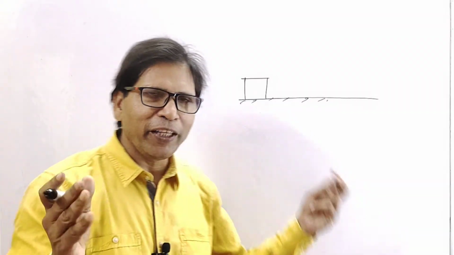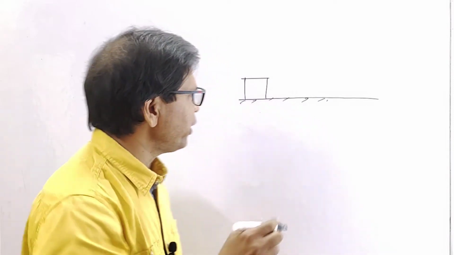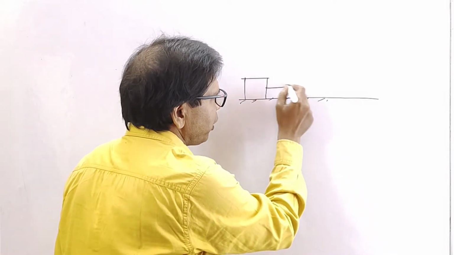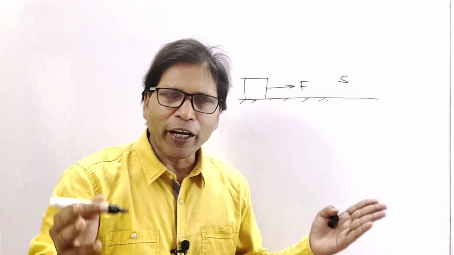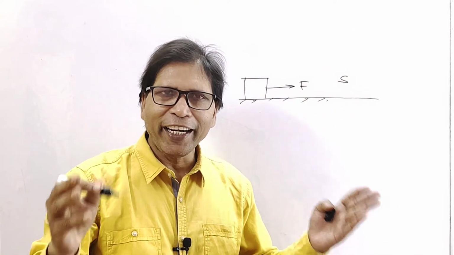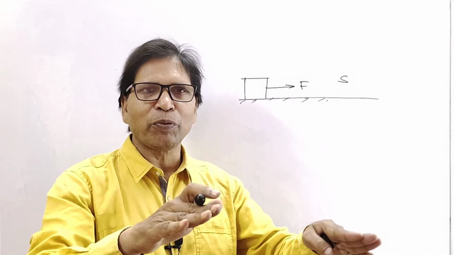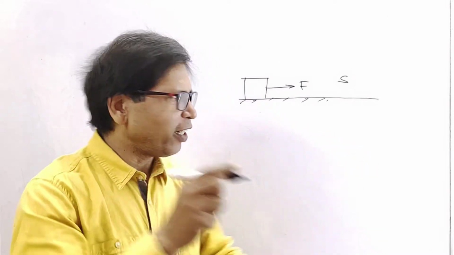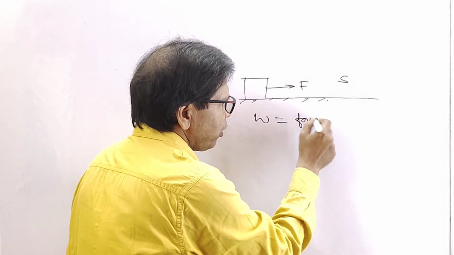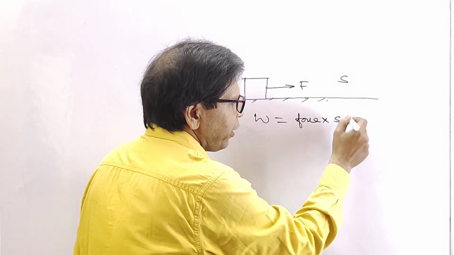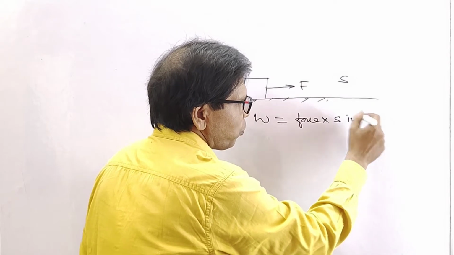Now first of all, definition of work. If a force acts on a body and produces displacement S, then the product of the force and displacement in the direction of force is called work done. So work done, W equal to force into S in the direction of force.